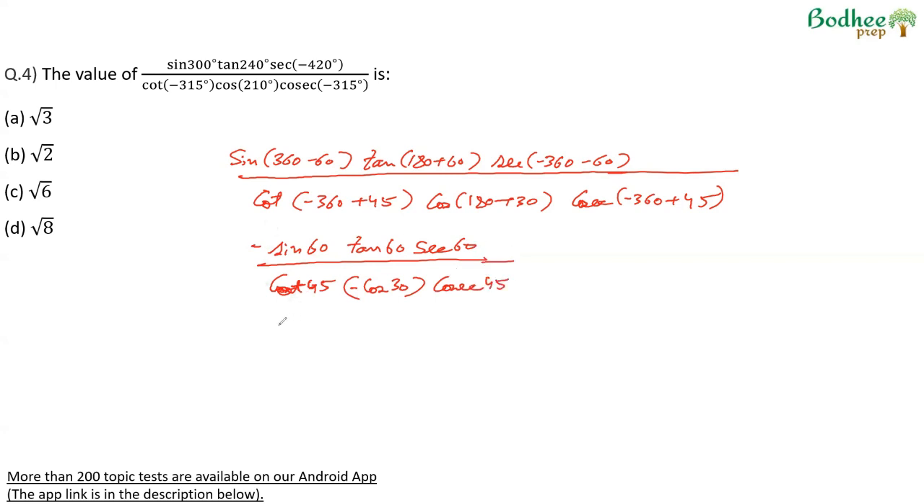Minus sine 60 is minus root 3 by 2. Tan 60 is root 3. Sec 60 is 1 by cos 60. Cos 60 will be 1 by 2. So this becomes 2. Tan 60 root 3. Cot 45 will be 1 upon tan 45, which is 1. Cos 30 will be minus root 3 by 2. Cosec 45 will be root 2.